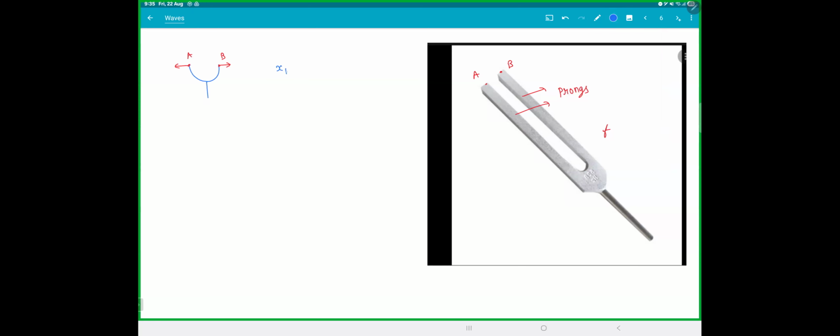That means if I try to write the position of this thing, XB will be A sine omega t. They actually oscillate in SHM. This A is at the mean position, but going in the opposite direction, omega t plus phi. So both the prongs will always oscillate out of phase by pi. Same thing when they're coming inside: A is coming in and B is coming this way.